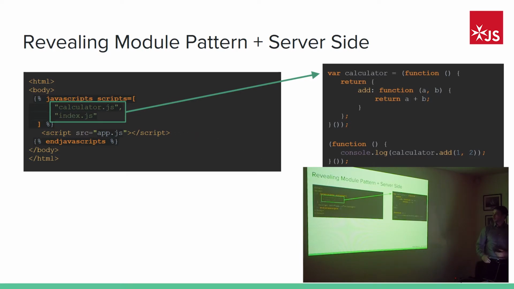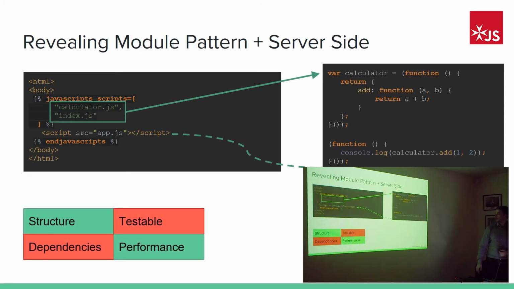So instead of having an HTTP request per module, we had just one HTTP request, but it's still the revealing module pattern with the hard-coded dependencies. So from performance perspective, it's a better approach, but it's still not testable, and we still have the manual ordering of dependencies.